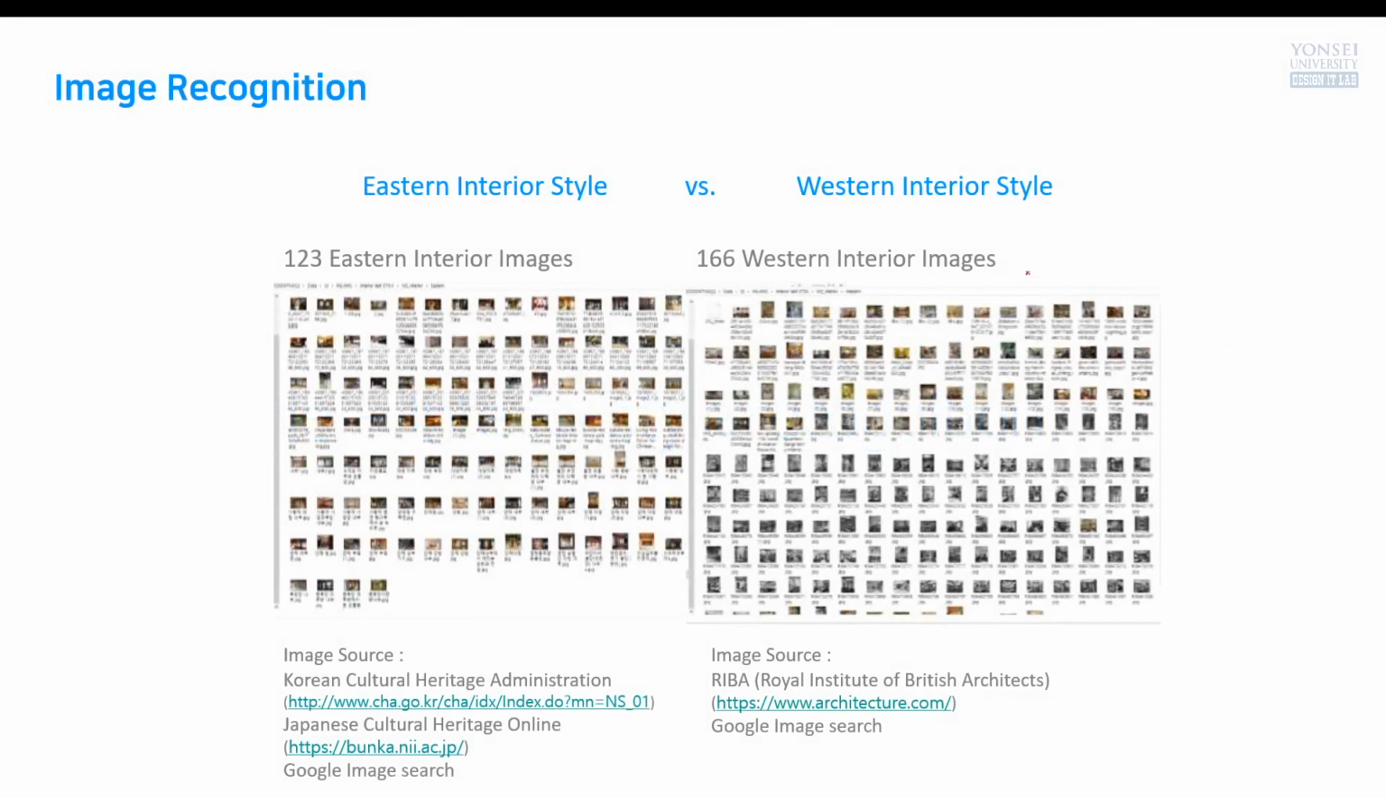show you this one in exercise, but as a glimpse for that, Eastern interior design style images, Western interior images. Where do we get this from? For example, Korean Cultural Heritage Administration, Japanese, and RIBA, Royal Institute of British Architects. Very professional images, which means experts checked images one by one, okay? Nothing garbage here. So very good data.